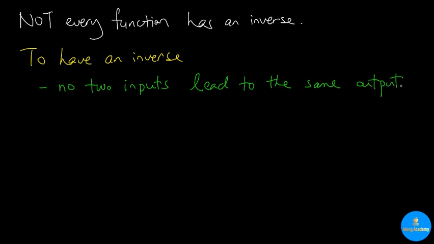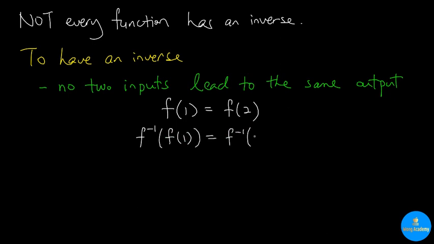Why is that important? Well, let's say we have a function f that has an inverse, but at the same time, f of 1 is actually equal to f of 2. Then plugging them into the function inverse, we will still have the same output. However, from the undo property from the last slide, we know that the left-hand side is 1, while the right-hand side is 2, which leads to a contradiction. Therefore, no two inputs could ever lead to the same output if you want to have an inverse function.